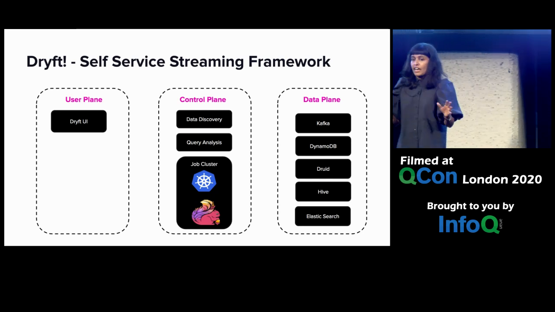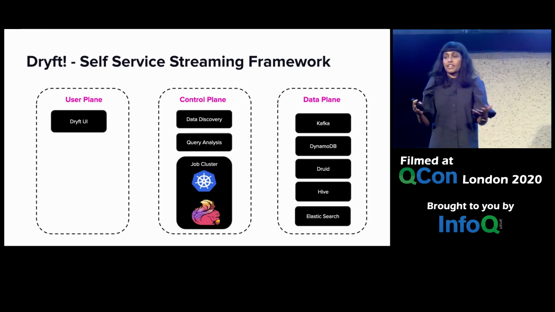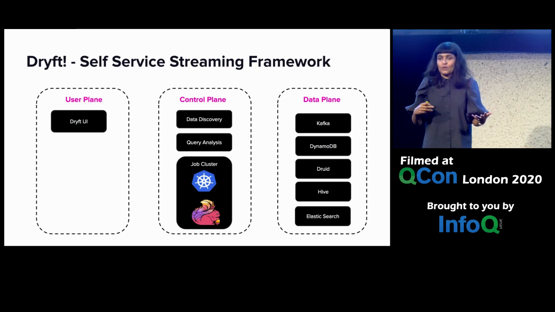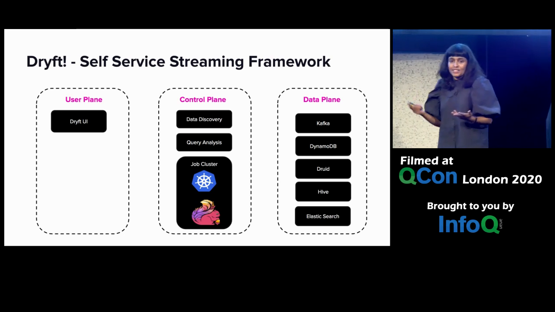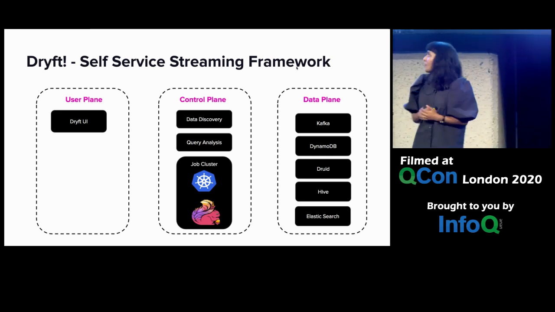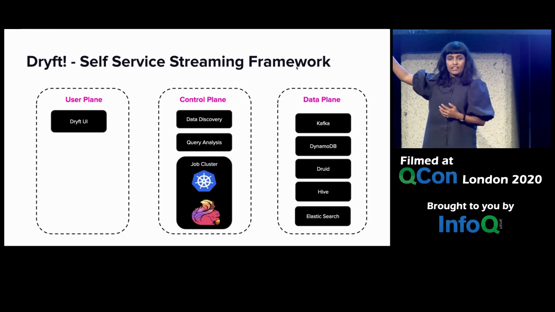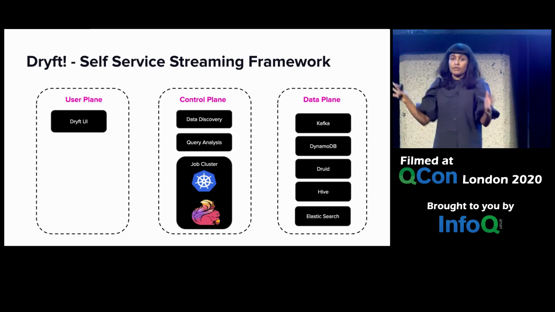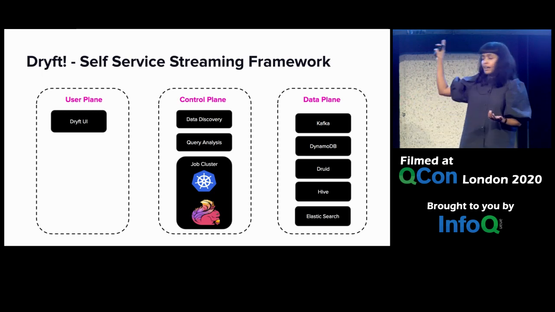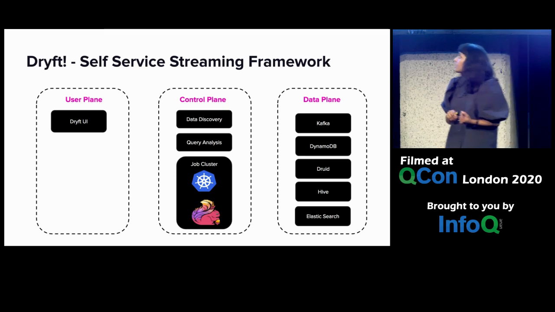So with that in mind, what came about was something that we lovingly call Drift, because every project at Lyft has to have a Y in its name. This is our self-service streaming framework. And the user plane, which is the only thing that the user interacts with, is a simple UI that accepts a declarative configuration as input. And I will get to that in 1 minute.